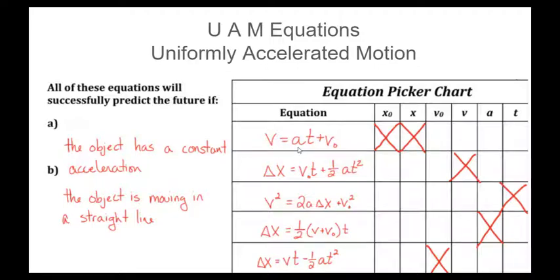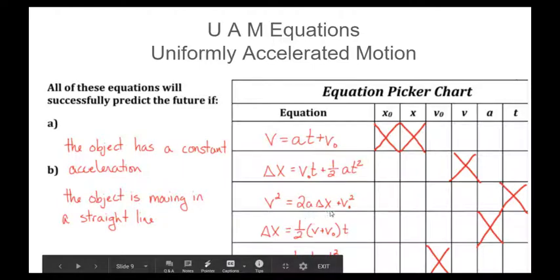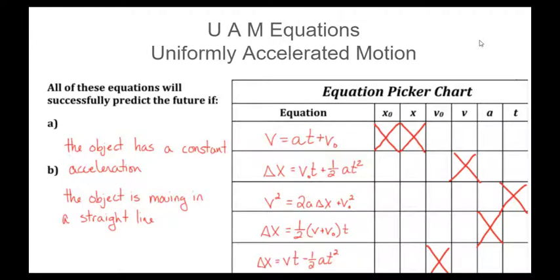So our equations are v equals at plus initial velocity, v naught. Delta x equals v naught t plus 1/2 at squared. V squared equals 2a delta x plus v naught squared. Delta x equals 1/2 (v plus v naught) t. And then a new equation, which is like a special version of the second equation, delta x equals v naught t plus 1/2 at squared.